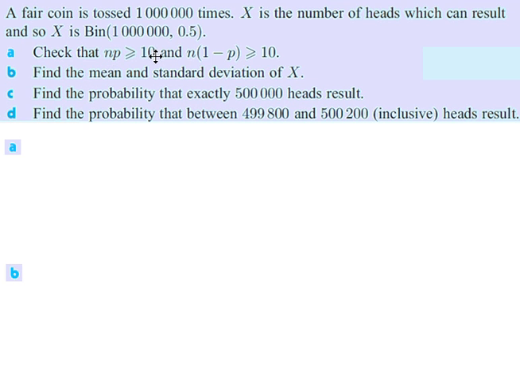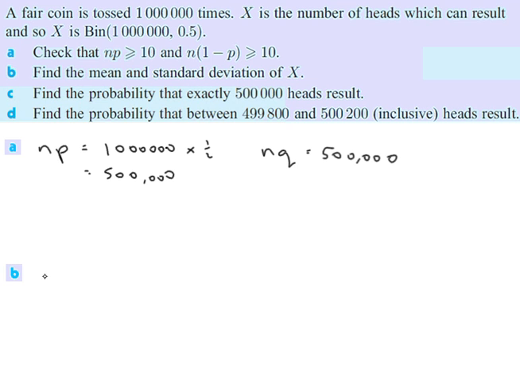Checking that np and nq are both greater than 10, so n times p is going to equal 1,000,000 times a half, that's going to be 500,000, which is obviously bigger than 10. And n times (1 − p), the same as n times q, should in fact be the same calculation. It'll be 1,000,000 times a half. So in each case we have a value greater than 10.